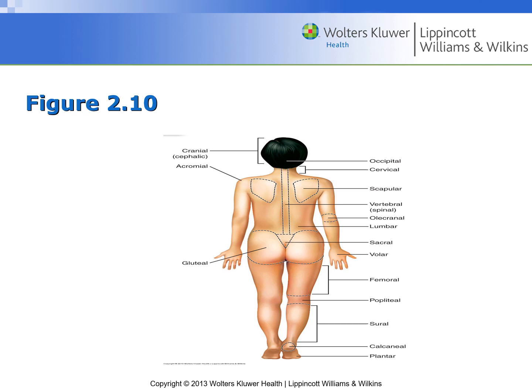And here we have a posterior view. This is figure 2.10 in your Archer and Nelson textbook. Beginning from the left-hand side, the cranial or cephalic region, the acromial, and the gluteal. And then over to the right-hand side, we have the occipital, the cervical, the scapula, the vertebral or spinal, the olecranal, the lumbar, the sacral, the volar, the femoral, the popliteal, the sural, the calcaneal, and the plantar.